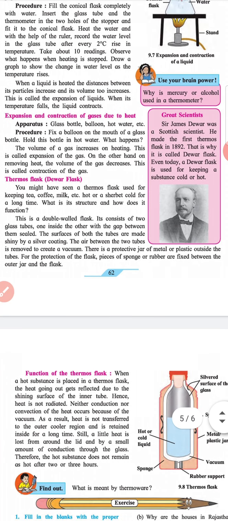Heading: Expansion and contraction of gases due to heat. Apparatus: glass bottle, balloon, hot water, etc. Subheading: Procedure. Fix a balloon on the mouth of a glass bottle. Hold this bottle in hot water. What happens? The volume of a gas increases on heating. This is called expansion of the gas. On the other hand, on removing heat, the volume of the gas decreases. This is called contraction of the gas.